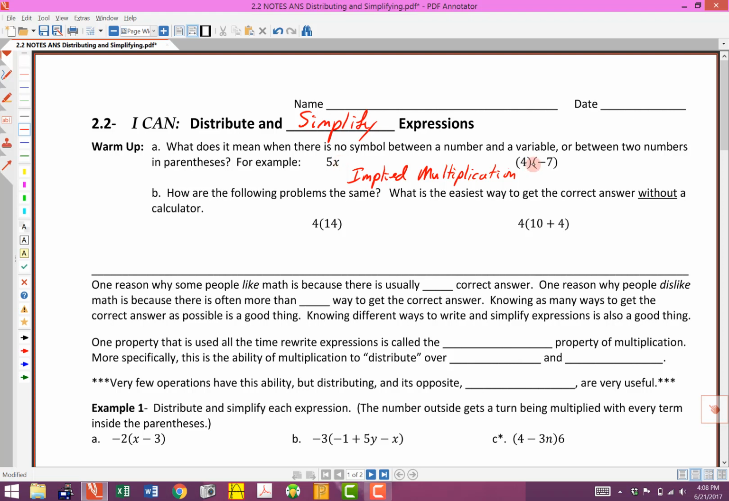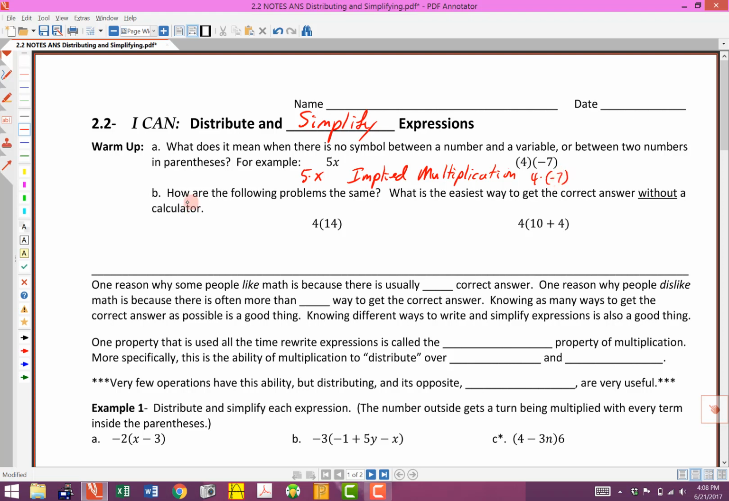So if we've got numbers, we put them in parentheses, especially important if the second one's negative. And then if there's just a number and a variable, we just know that means 5 times x. It literally means 5 times x here, and this literally means 4 times -7, and again I'm going to put that in parentheses.